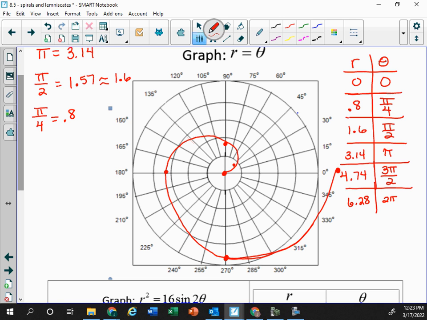Yours is nice and curvy. I think the large spirals are harder to draw. Yeah. Pretty much, as theta gets bigger, so does the radius, so it just goes out forever. Exactly. Yep.